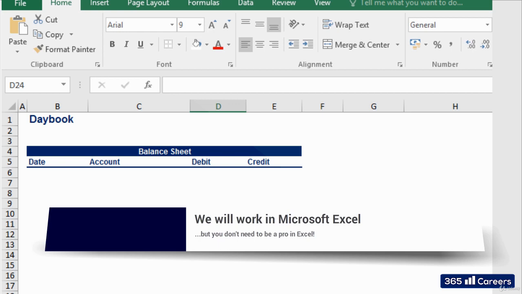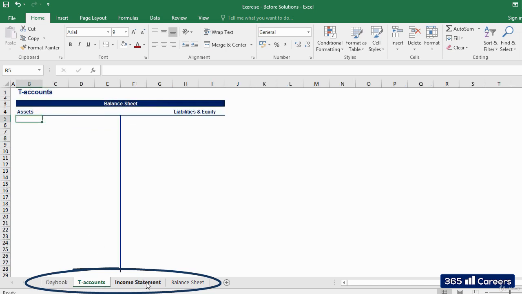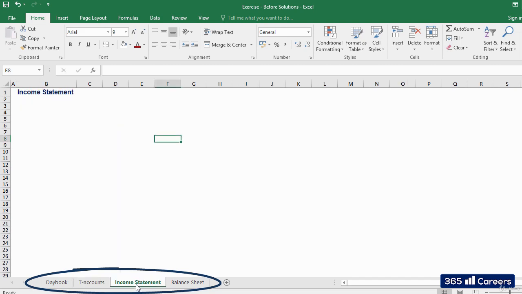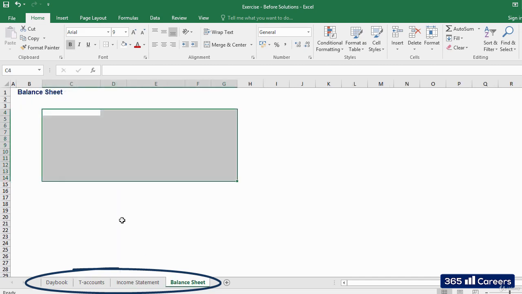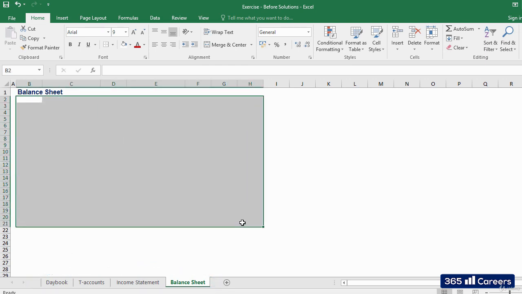At this point, I recommend that you download the pre-solutions version and we will go from there. So, here is our file. Let's take a look at how it's organized. As you can see, it has 4 sheets: Daybook, T accounts, Income statement, and Balance sheet. Imagine that these are pieces of white paper. This is how we are going to use them.